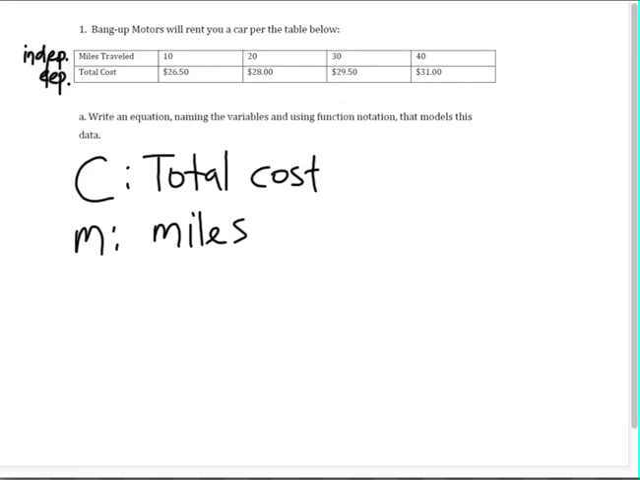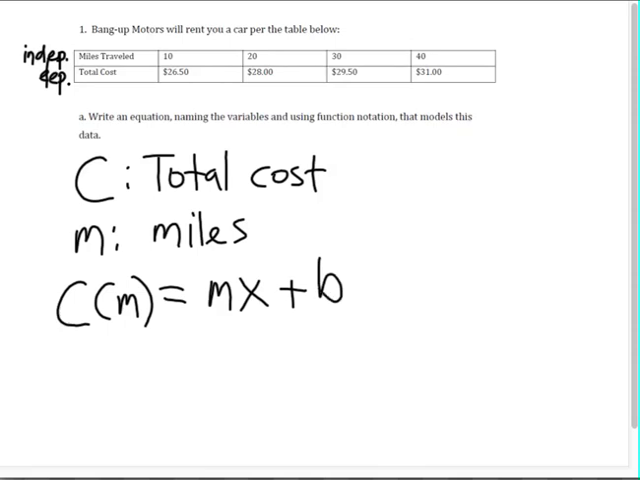Before we start developing the equation, let's think about what we want to put in the equation. All right, so we have the left-hand side all set. In function notation, it's C of m. What's in the right-hand side? It is the slope times the independent variable. In this case, I'll use x, and then plus the initial value, right? So mx plus b.